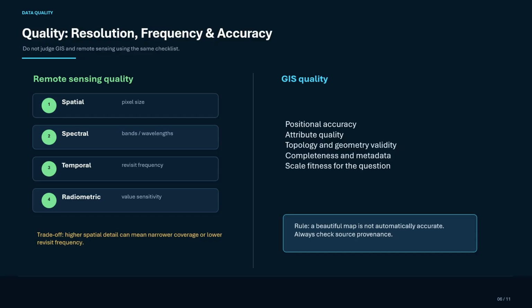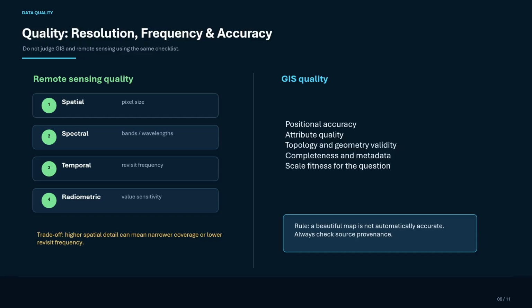In remote sensing, quality is often discussed using four kinds of resolution: spatial, spectral, temporal, and radiometric resolution. Spatial resolution means the pixel size. Spectral resolution means how many wavelength bands the sensor records. Temporal resolution means how often the same area is observed. And finally, radiometric resolution means how sensitive the sensor is to differences in energy.